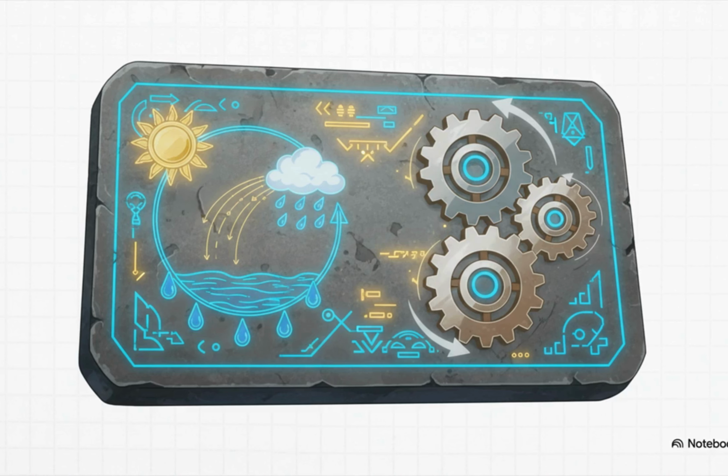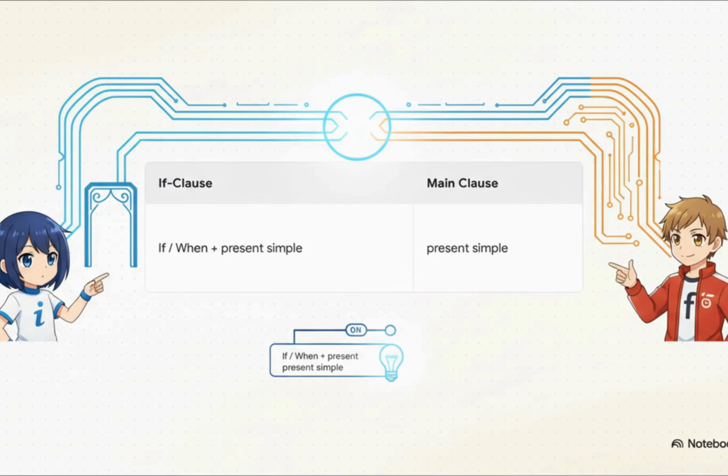This is the one we pull out for scientific facts, general truths, habits. If one thing happens, another thing always follows. It's basically rock-solid cause and effect. And the best part? The structure is beautifully simple. It's just if or when plus the present simple, followed by, you guessed it, another present simple. Simple condition, simple result. It's super direct because it's just dealing with what is.